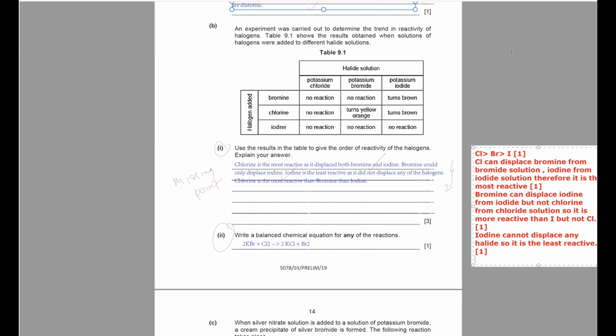Okay, then the balanced equation for any reaction. There's nothing much here actually. So it's actually correct, because chlorine displaces the bromine.